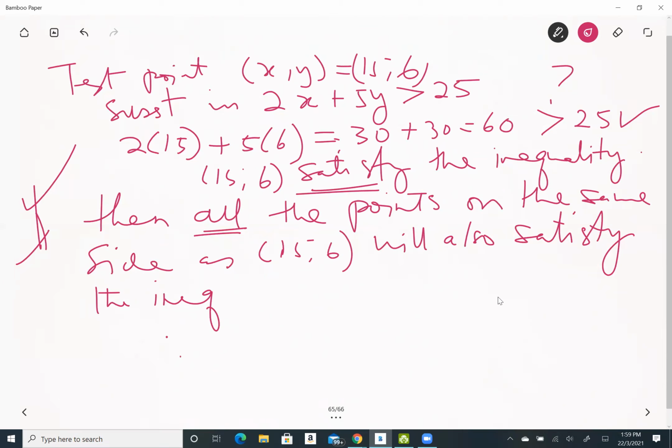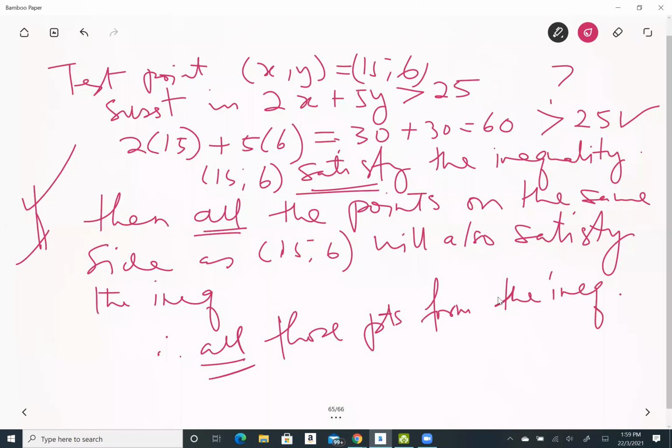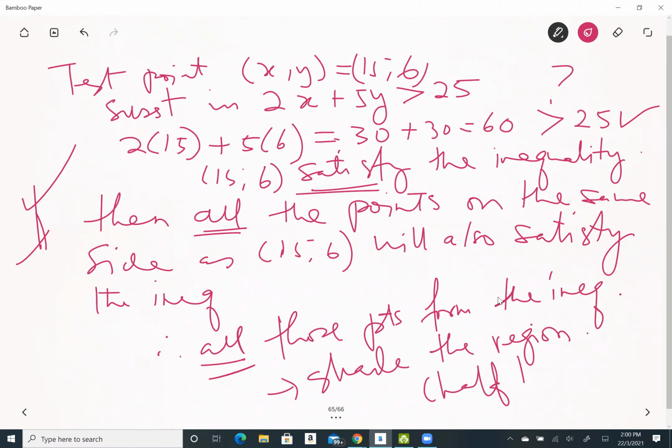So therefore, all those points on the same side form the inequality. And how do you show it? We just shade the region. So it is a whole area. It's half the page, actually half the graph.